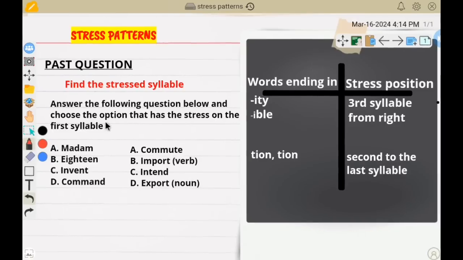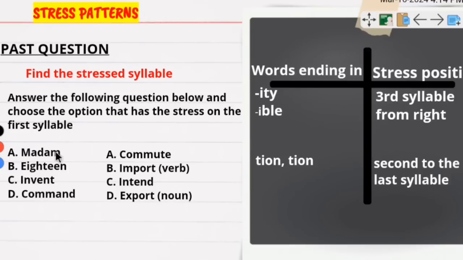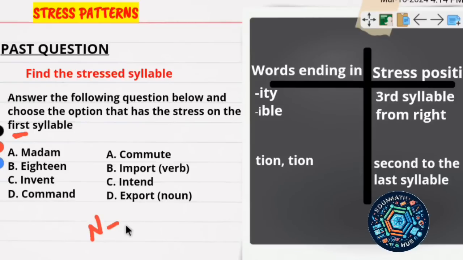In this question we have to find which of the options has the stress on the first syllable. You can see it right here on the first syllable. Just remember that nouns have the stress, especially when they are disyllabic or they have two syllables. The stress is always on the first syllable, and if it's a verb, it will be on the second syllable.